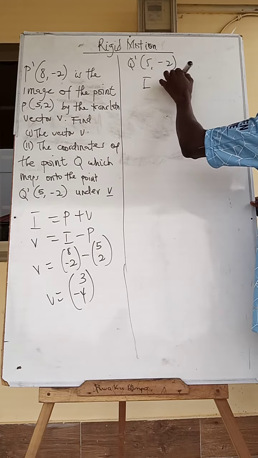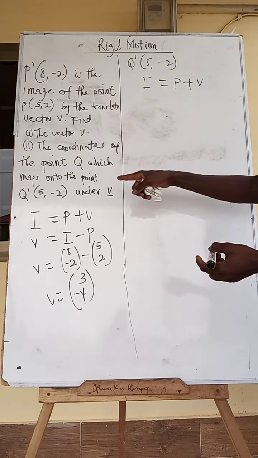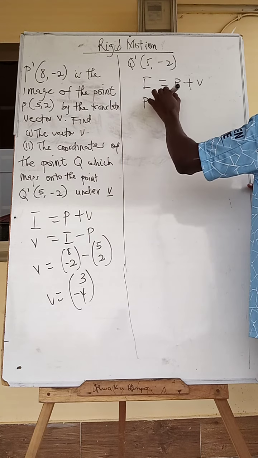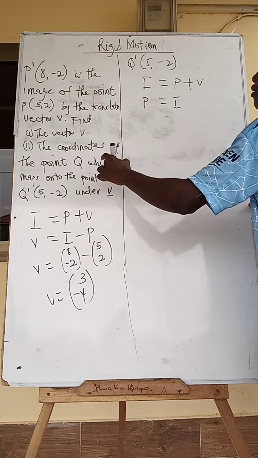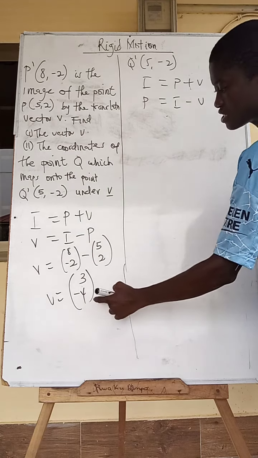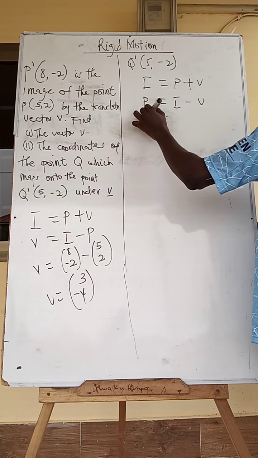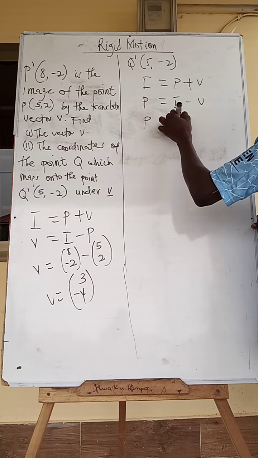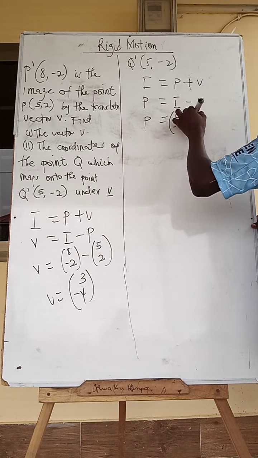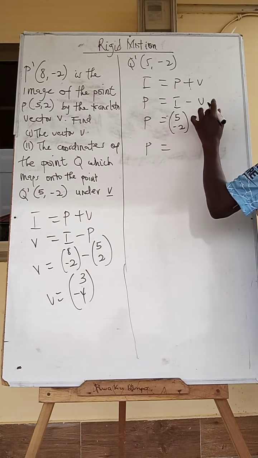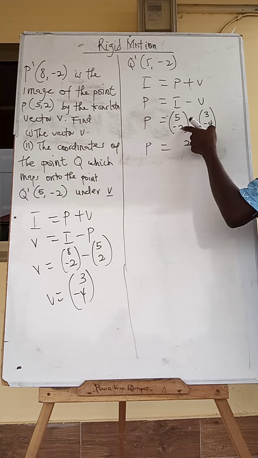Our image is still point plus our vector, but here we are finding the point P, so we are making P the subject. So if you want to find the point, we have the image for Q here minus the vector that we just identified as 3, -4. So here our image is 5, -2. That is our image minus our vector 3, -4. So our point P is going to be 5 minus 3 is 2, -2 minus -4.